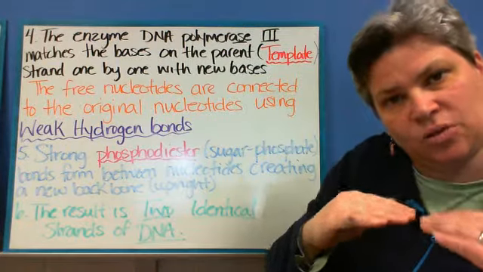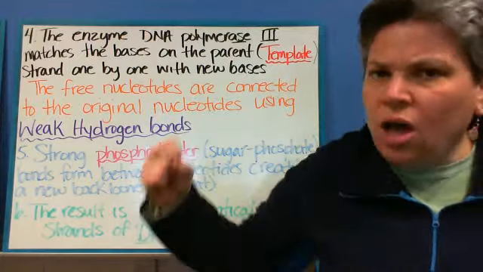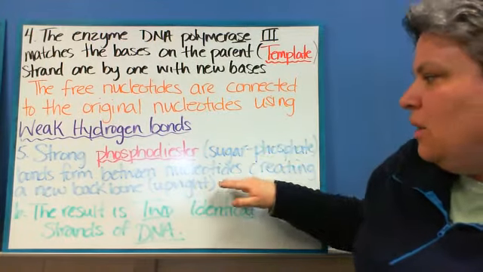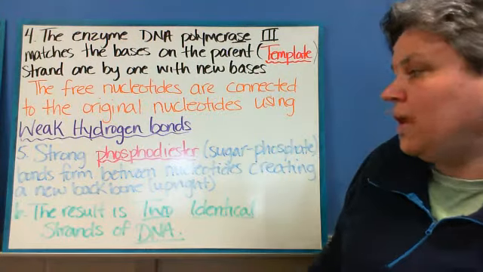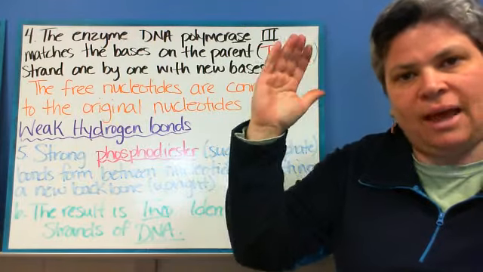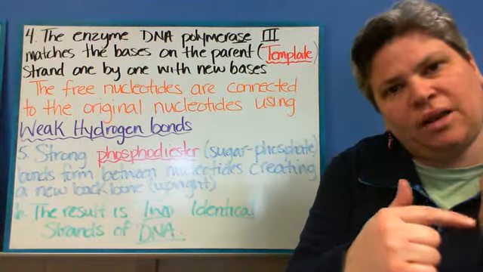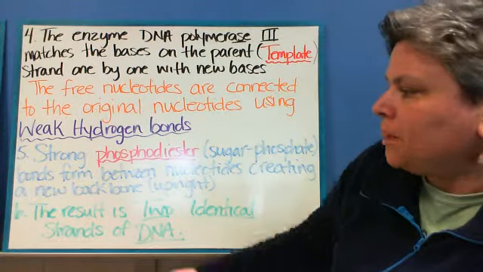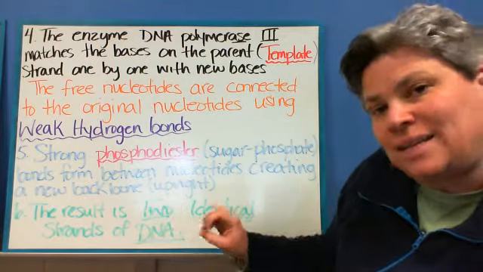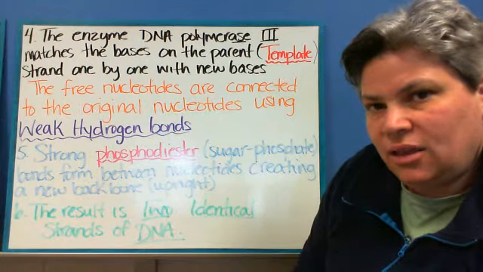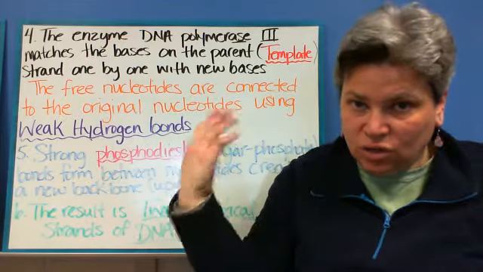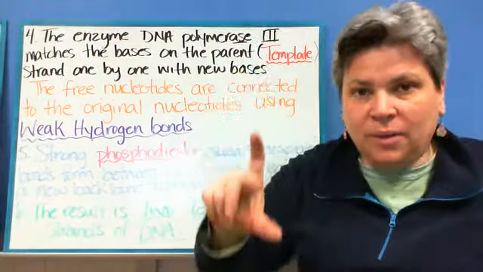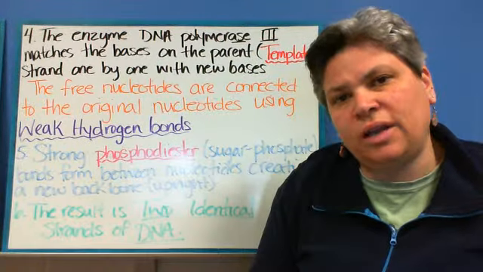That's how we reestablish those rungs down the middle. Strong phosphodiester bonds, those strong bonds, or sugar phosphate bonds, form between the nucleotides to create the new backbone or the uprights of my ladder. So first it's going to connect those weak hydrogen bonds, then I'm going to reconnect my strong bonds, those phosphodiester bonds. Finally, I end up with two identical strands of DNA. So I have one strand, two strands. Because remember, I had one strand that opened up, both of them got filled in, and that gives me two new strands of DNA.